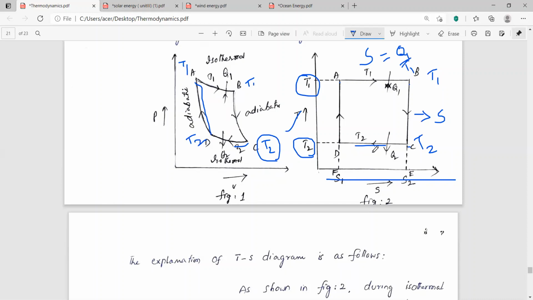Similarly, from C to D, the entropy decreases. So here the entropy can be written as Q2 by T2.